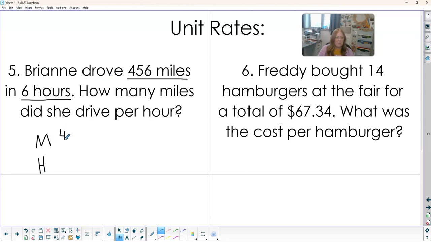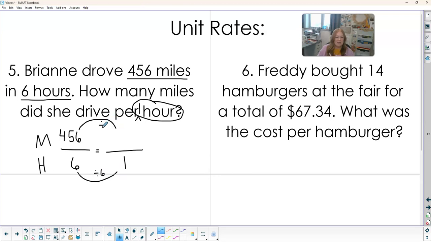So we're going to put what we know, 456. We're dividing it by 6. And the question wants to know how many miles. So how many miles did she drive per hour? How many per 1 hour? We're trying to find 1 hour. I can see my hours are on the bottom, so 1 hour. So I'm asking myself, how do I get from 6 to 1? Well, I'm getting smaller, so I divide by 6.